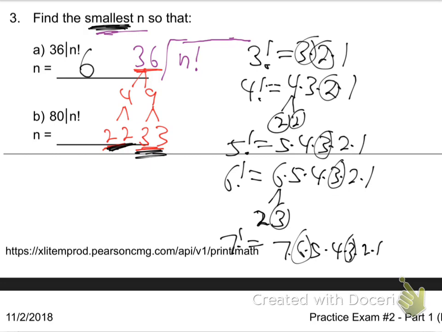Is that good? Want to try B there real quick? See about 80 going into n factorial, find the n that 80 goes into.